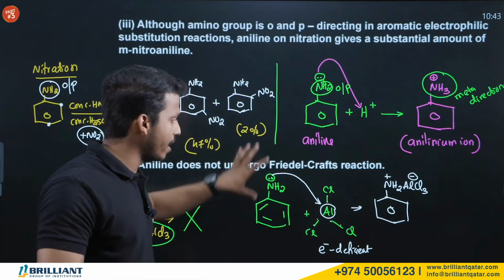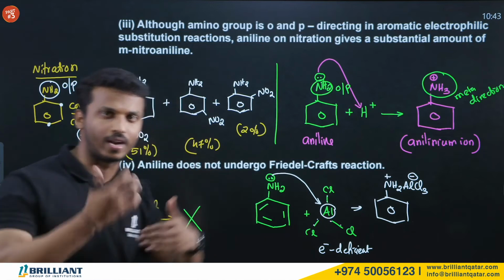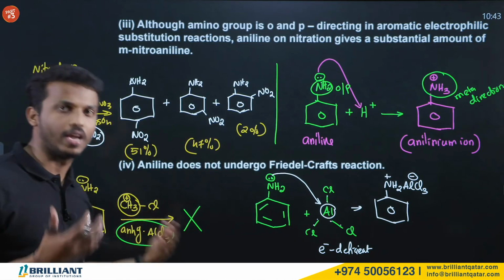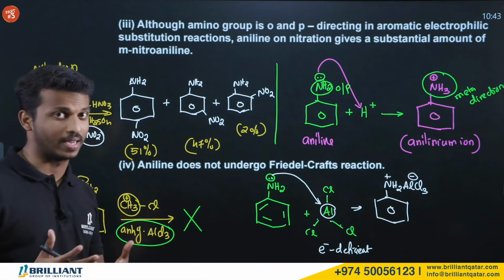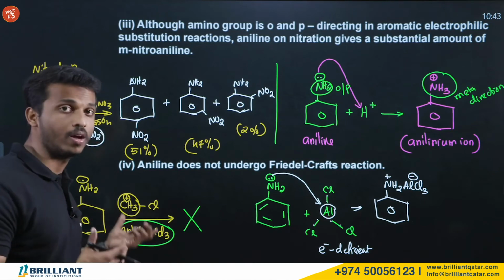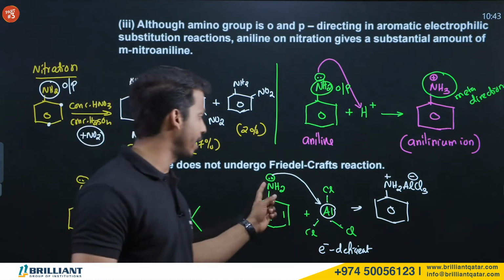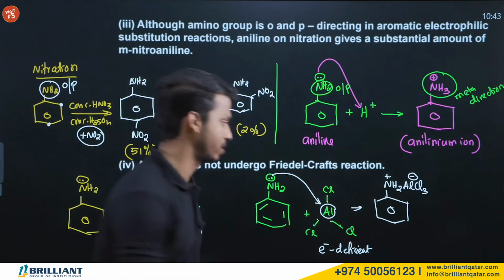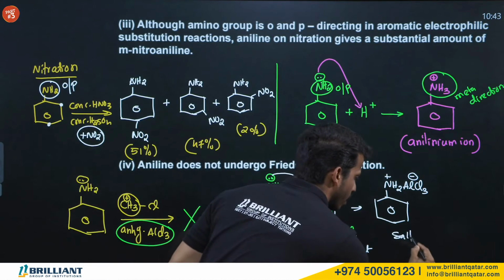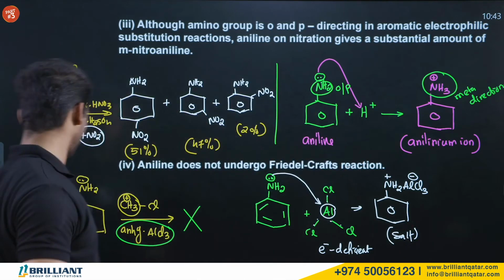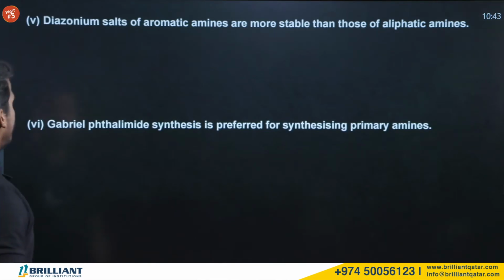So when aniline undergoes the Friedel-Crafts reaction, it is not giving any product during alkylation and acylation because it is making a salt with the catalyst AlCl3. This is the salt, NH2 plus and AlCl3 minus. Because of the salt formation, it is not giving the products. Hope you are clear? Next question.